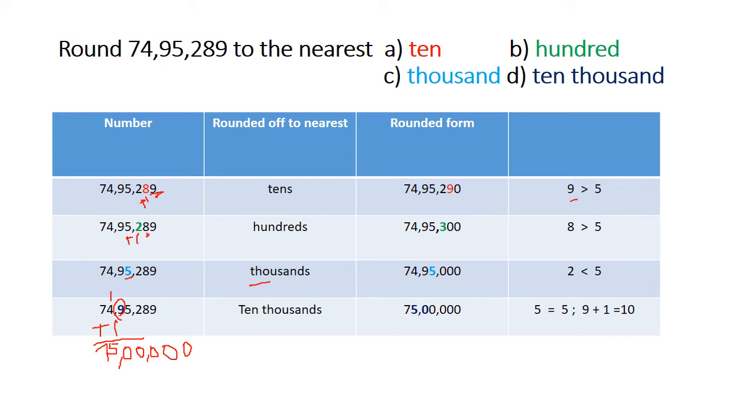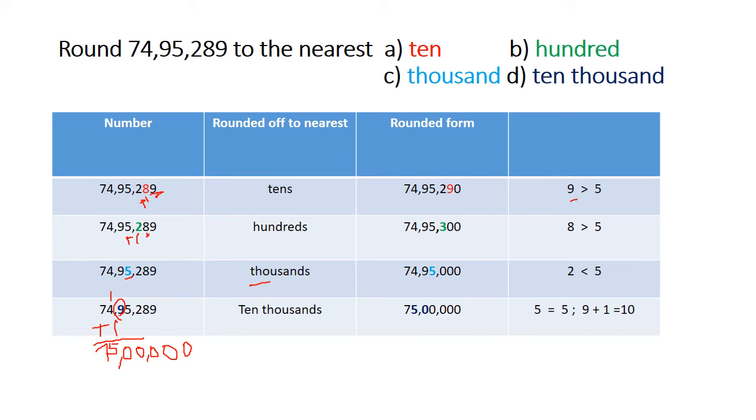The rounded number is 74,95,300. Next number, same number, 74,95,289. Which place do you have to round off? You have to round off to the thousands place. Right, identify the thousands place here.